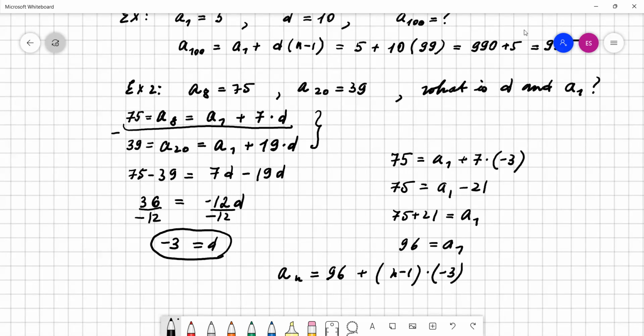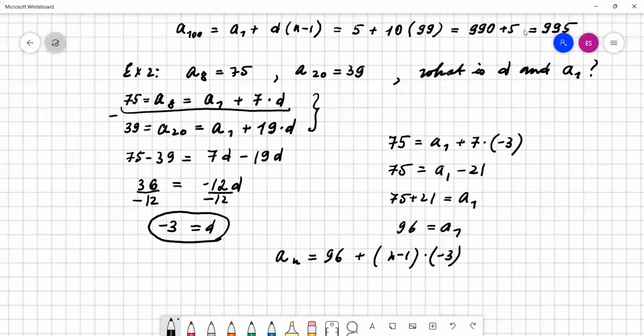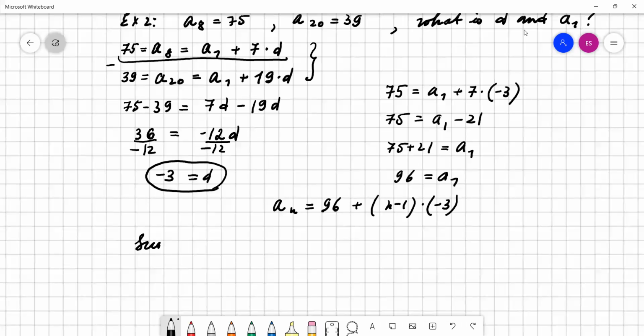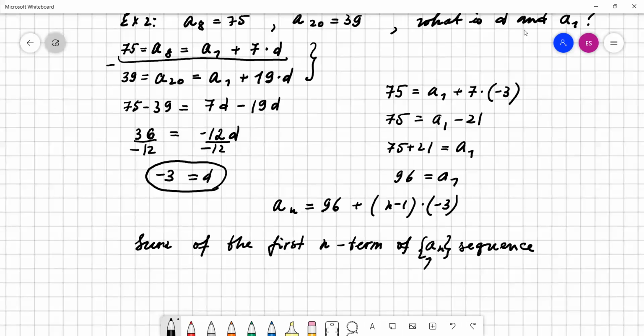Okay, so that's how we define other terms if we know the sum. Now, the last thing I want to teach you is how to find the sum of the first n terms of an arithmetic sequence. That's going to be the formula: sum of the first n terms of an arithmetic sequence.